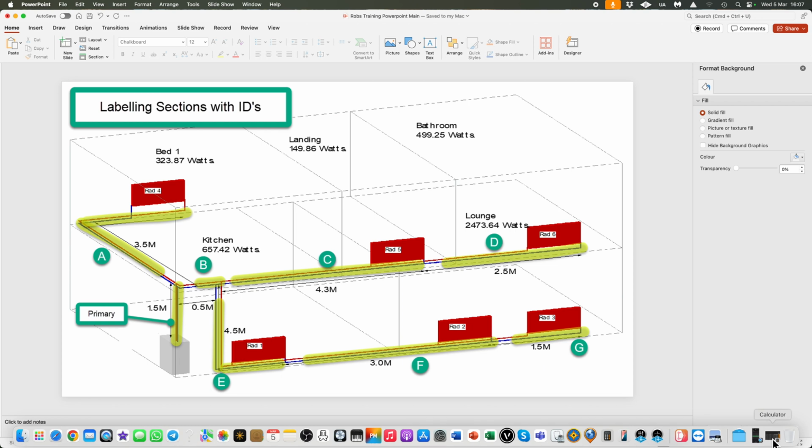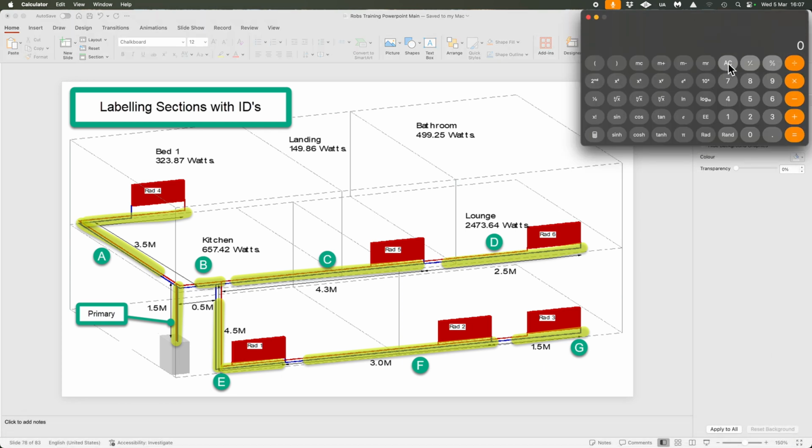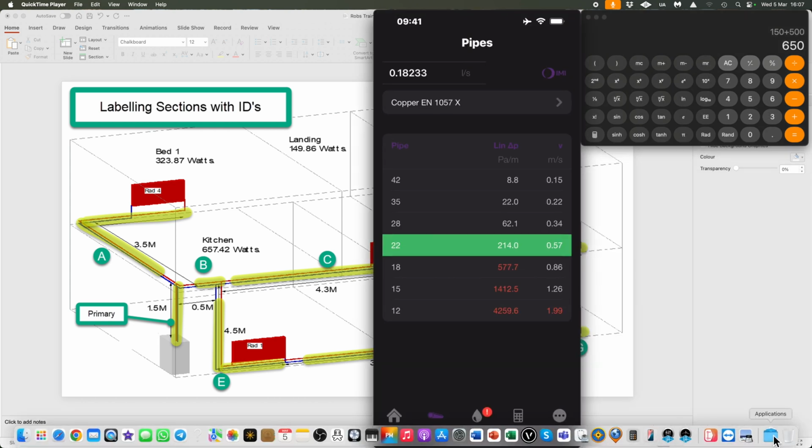So if we bring up the calculator again, let's get rid of that, we round that up to 150 plus our bathroom is at 500, so we know it's going to be 650. So we've got 650 watts that bit of pipe is carrying. So let's say we've got 15mm pipe. It's been reduced down in size from that 22mm there on section B, and it's reduced down to 15mm to feed these 2 radiators, right, as we stand. So we've got 650 watts and we need to find out whether 15mm pipework will be good enough.